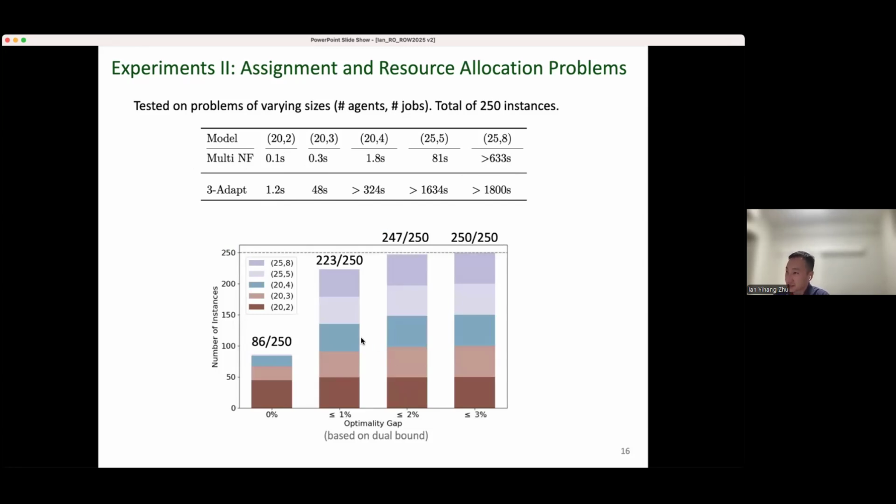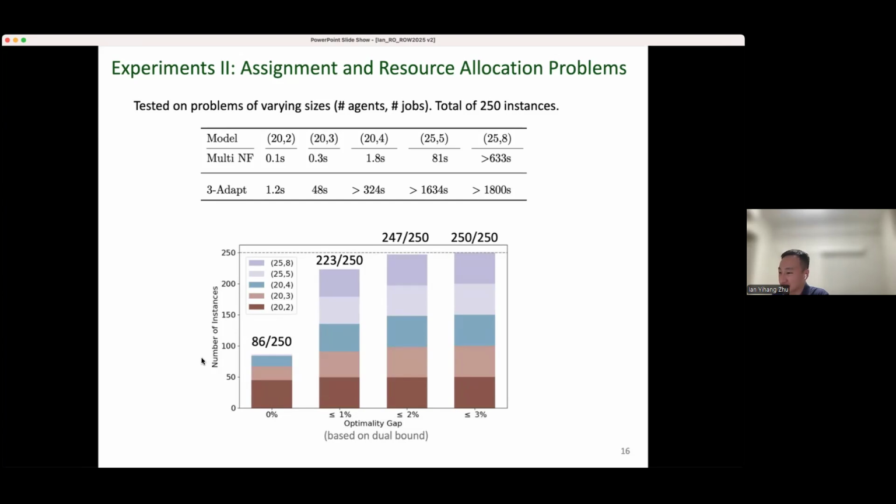So this is a figure of our results. On the x-axis, we have the optimality gap. I want to emphasize here that this optimality gap is based on the dual bound. Our model is able to generate a dual bound, but K adaptability, as an example, would purely generate a primal heuristic, a primal bound, so you wouldn't get a dual bound. So this is based on the dual bound that we're generating.